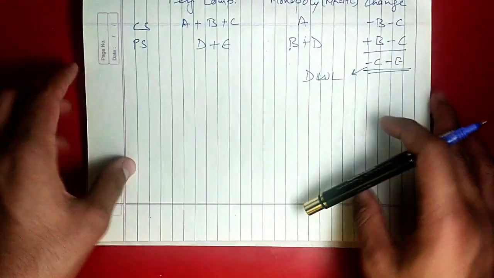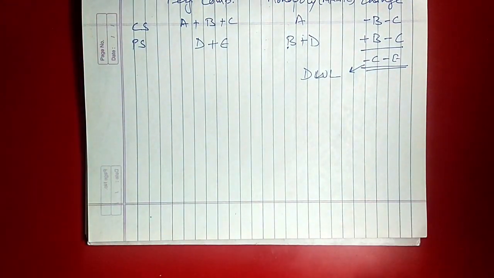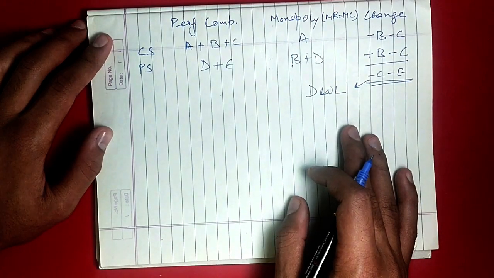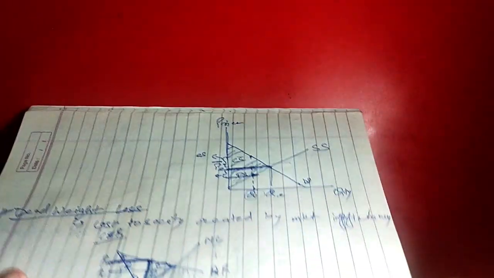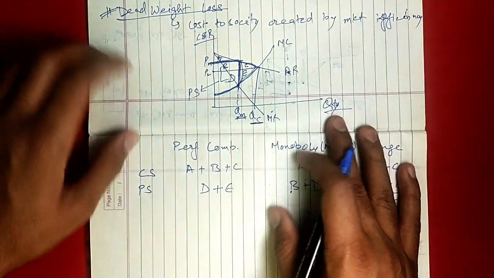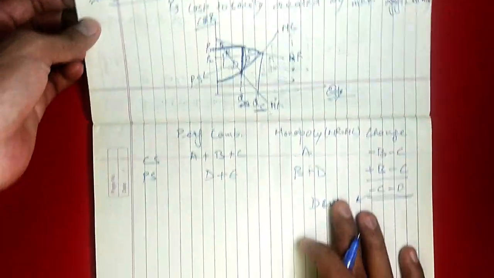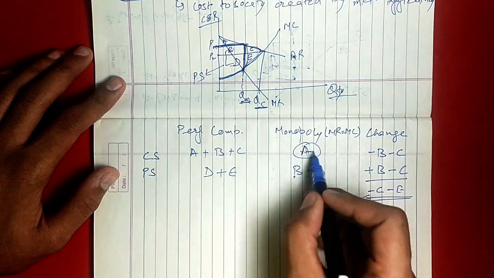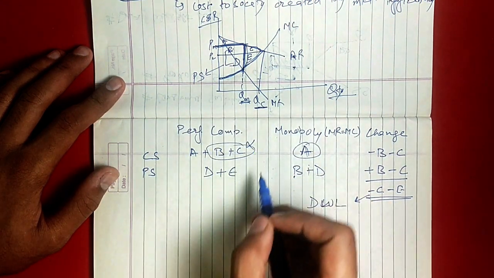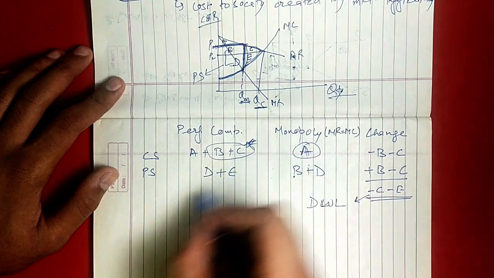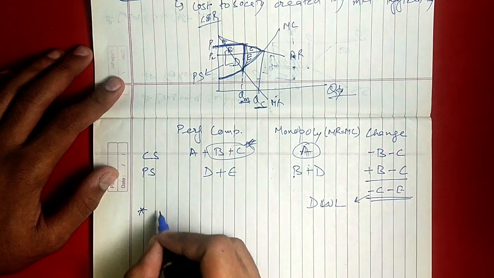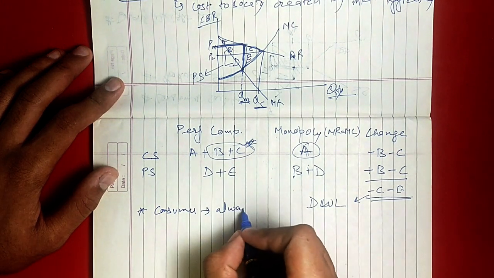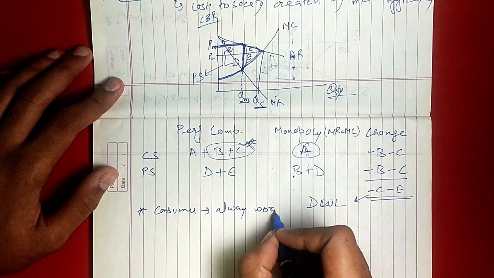Okay, so now let me show you one more thing through this diagram. It's obvious from here that the consumer will be worse off. The consumer's change is A, which has been omitted from here. So you can write here: consumer is always worse off in monopoly. Mind me.